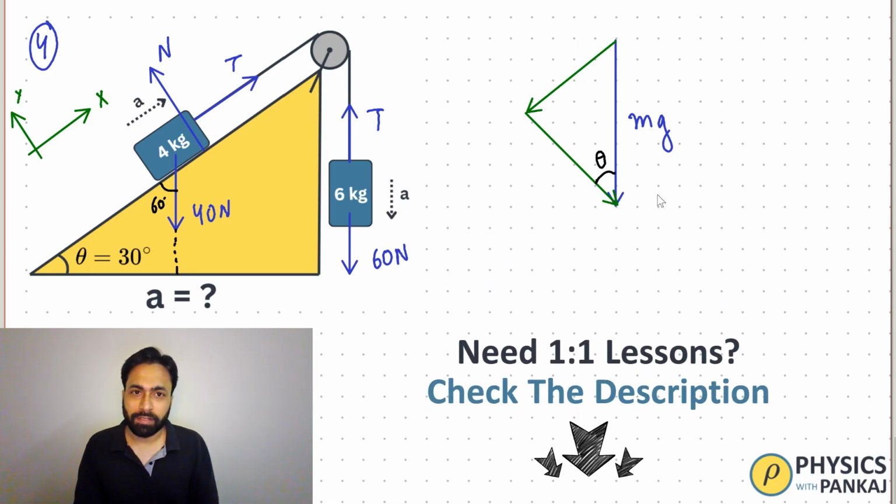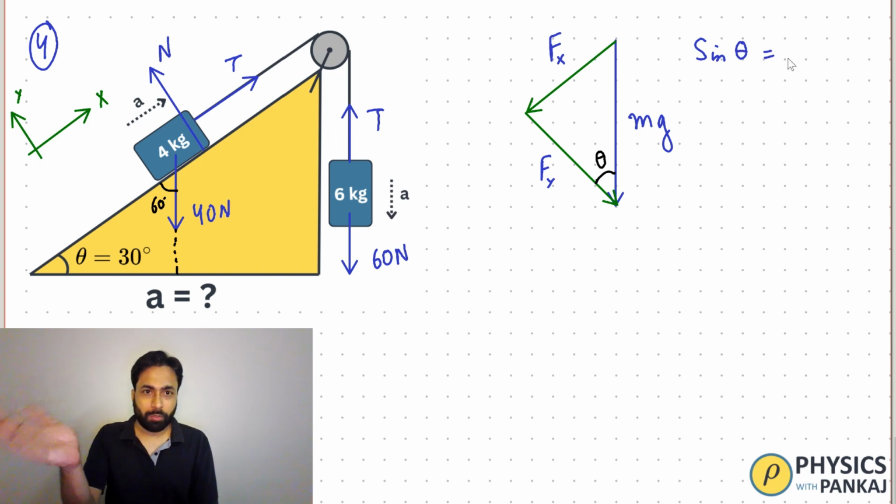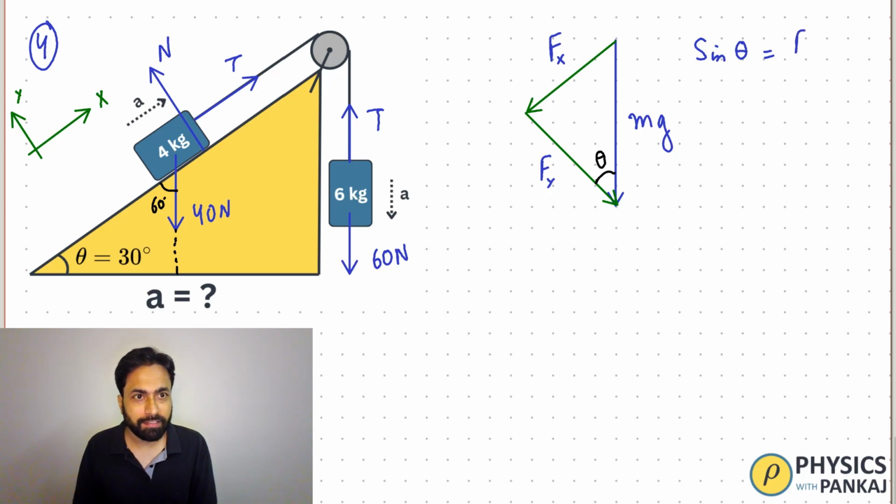Now let's apply trigonometry. Let us call this component of the weight fx because it goes in the x direction, and let's call this fy. As we know that sine theta is equal to the opposite over the hypotenuse, so it would be the side opposite to theta, that is fx, divided by the hypotenuse of the triangle, that is mg. If I cross multiply this, I get the value of fx, that is the x component of force, as mg sine theta.